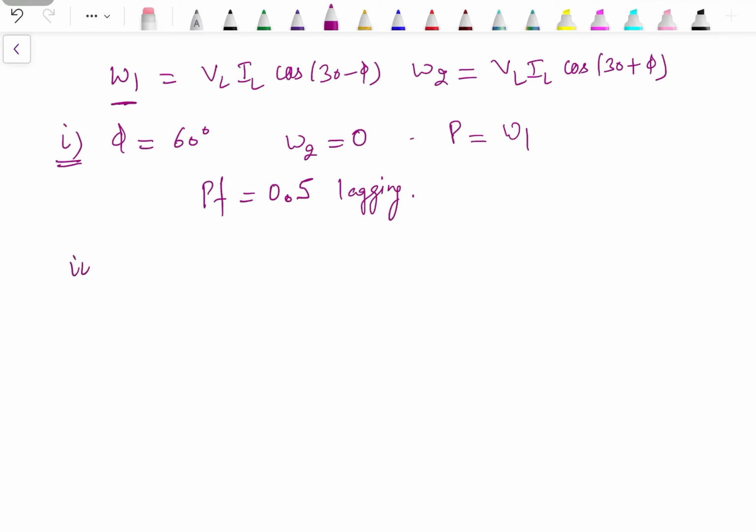We can have another condition, when W1 and W2 both are equal. So this is possible when phi equals 0. So the power factor is unity in that case. If the power factor is unity, then the wattmeters will read the same reading.